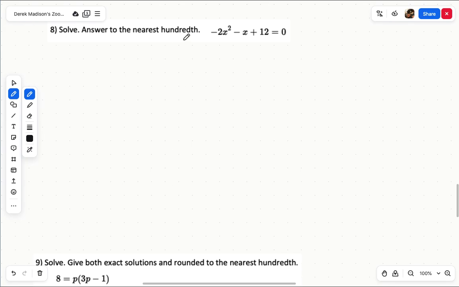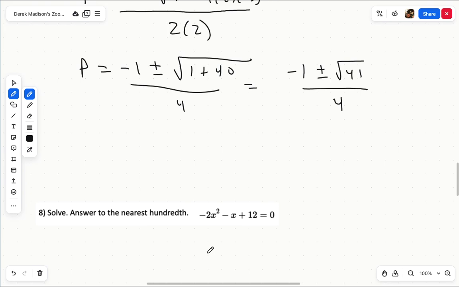Okay, for this next one, the directions are saying solve an answer to the nearest hundredth. So in this case, like this last one, I ended up with these two solutions, negative 1 plus root 41 over 4, and then negative 1 minus root 41 over 4. When it mentions that it wants the answer to the nearest hundredth, we're going to get an answer like this, which is the exact solution, and then we're going to have to put those in the calculator at the end.